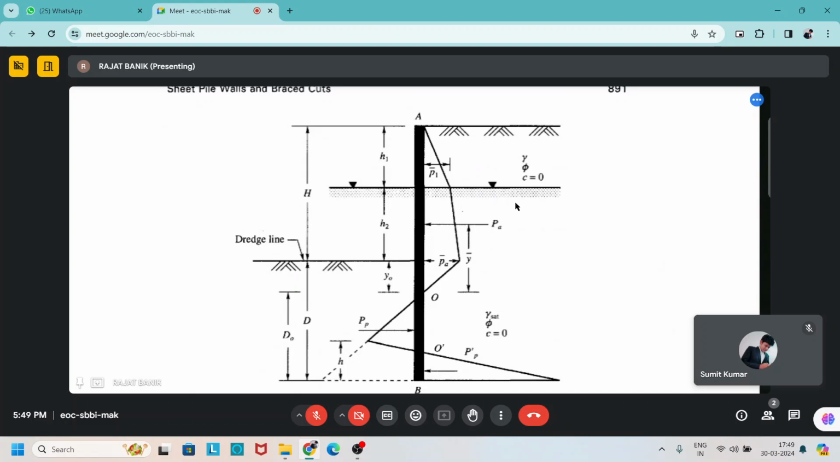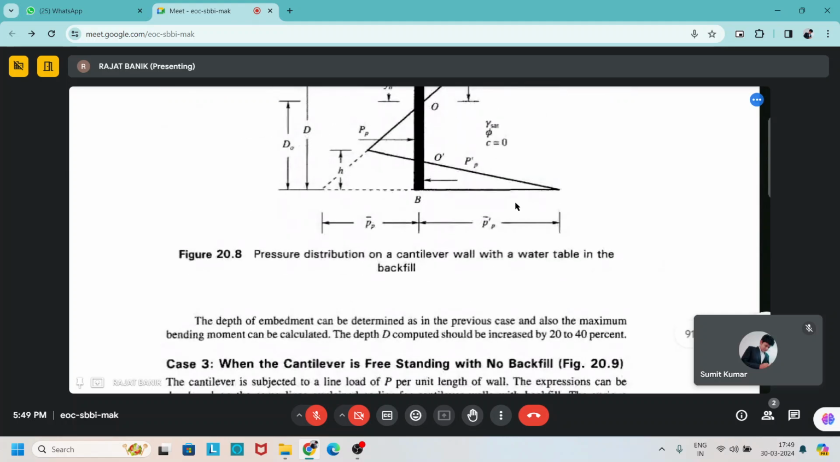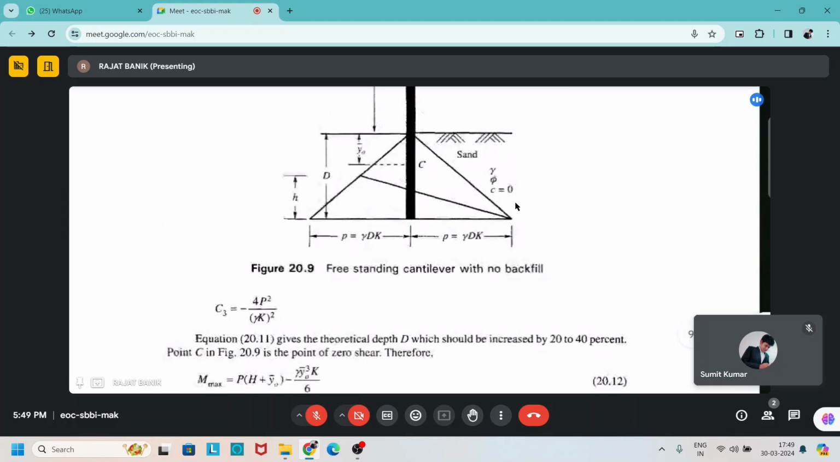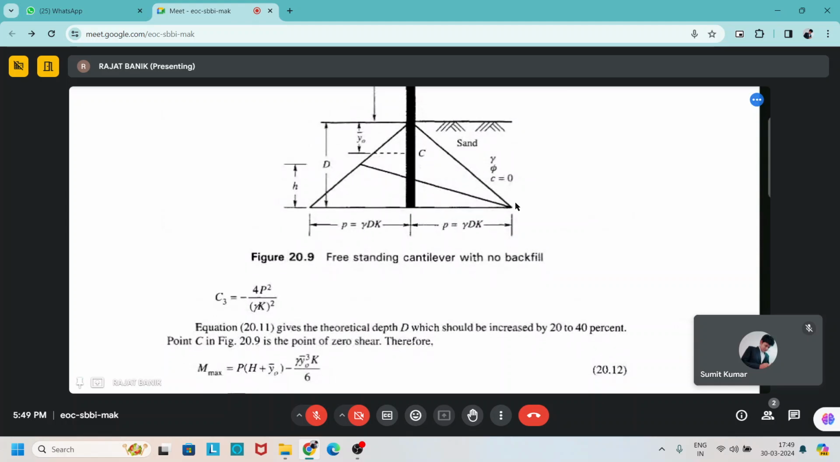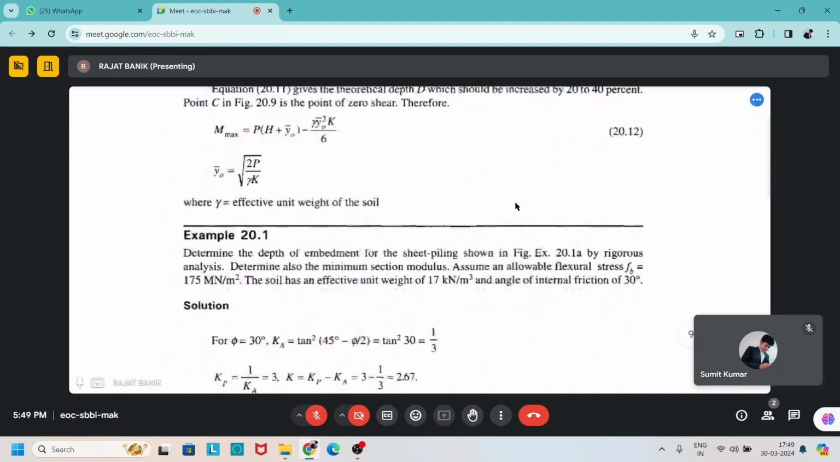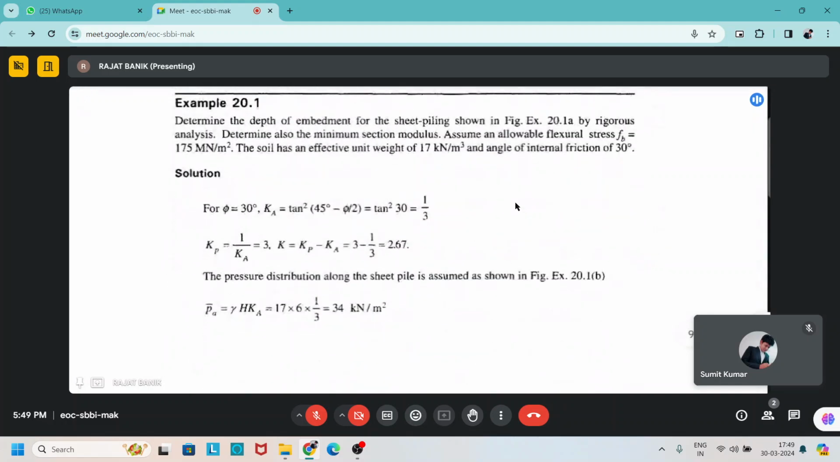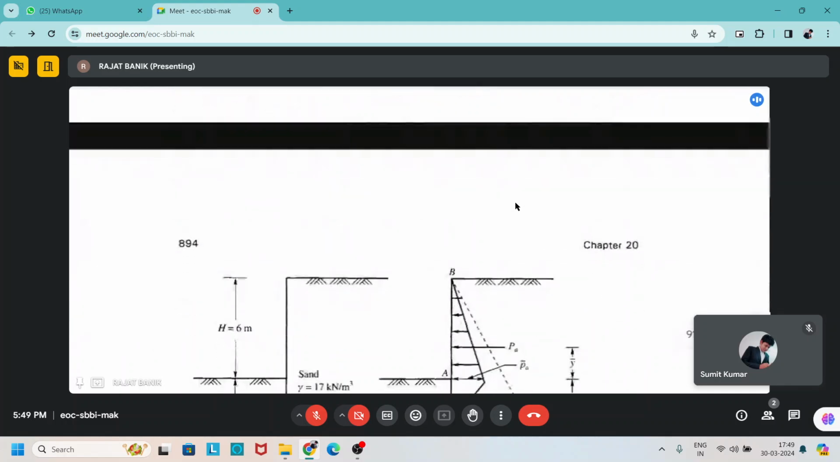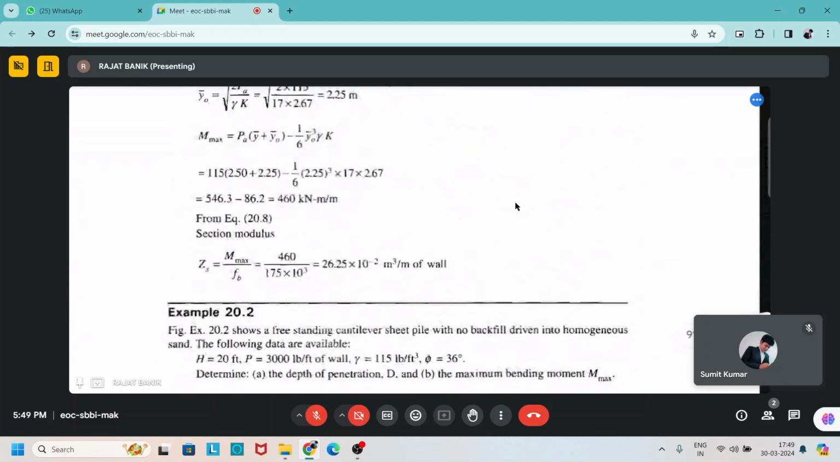So you go through this. Now for the simplified method, we try to solve one problem regarding this, and these are very big problems.